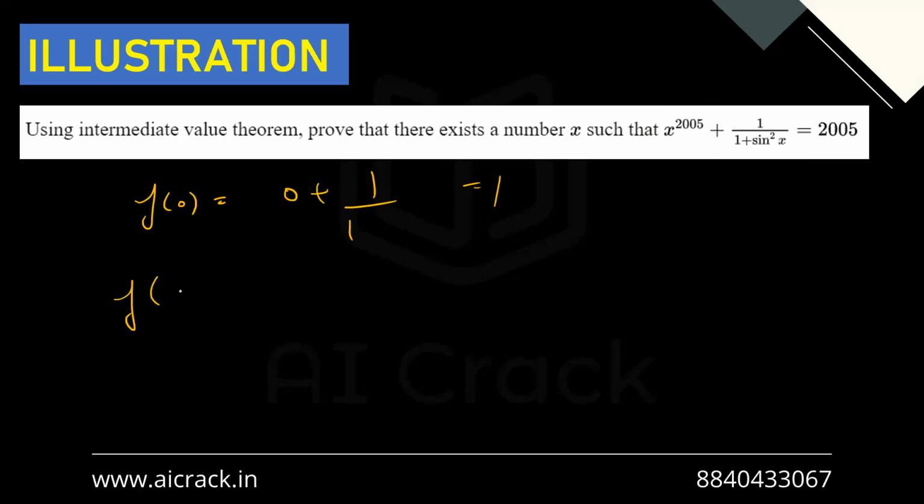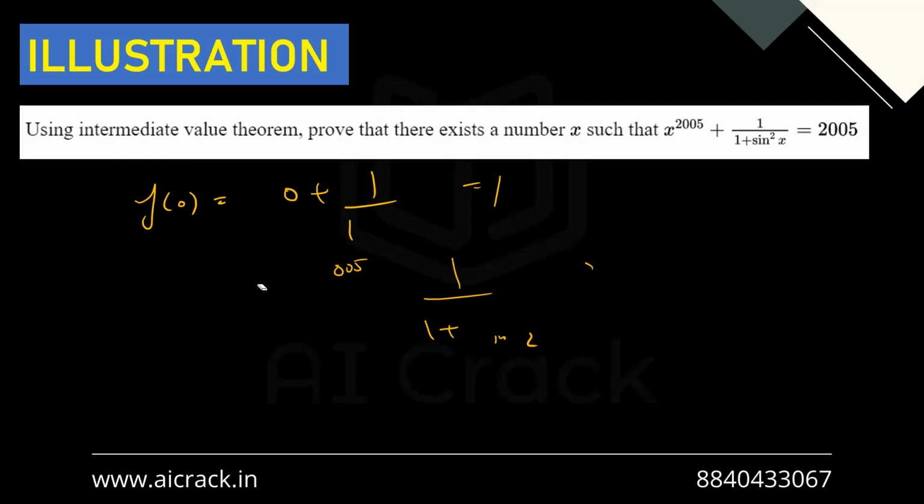Now f of, let's say, 1 over here. In that case, that would come out to be 1 plus 1 upon 1 plus sine square 1. But this is less than 2005. We have to find out a number bigger than 2005, right? So let's say we find out f of 2. We'll be getting 2 raised to the power 2005 plus 1 upon 1 plus sine square 2. Okay. Now this number seems to be bigger than 2005 because we have this huge power over here.